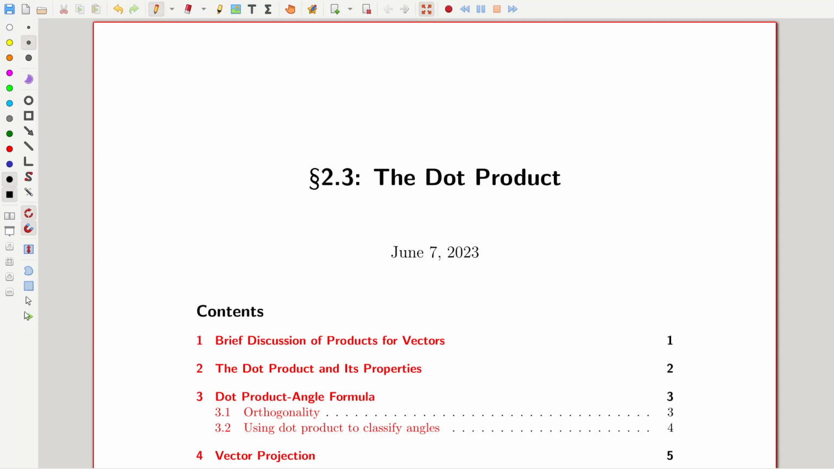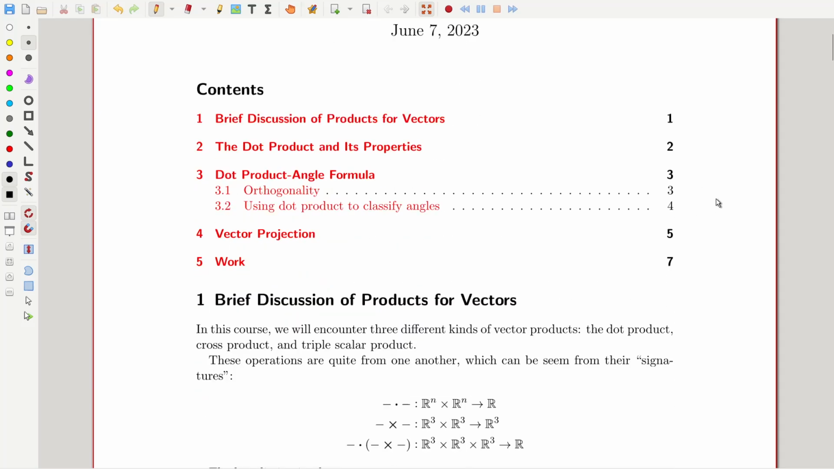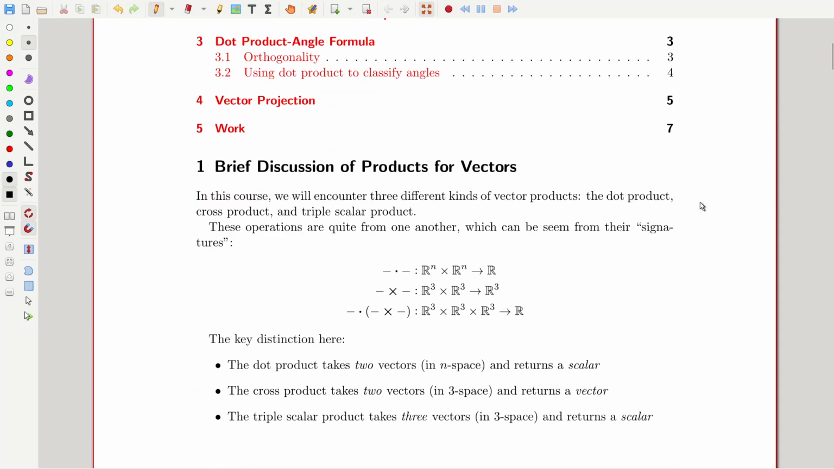In this lecture, we're going to discuss the dot product. Before focusing solely on the dot product, I want to mention that there are a few types of vector products that we will encounter in this course. The dot product, the cross product, and the triple scalar product are going to be relevant for us.